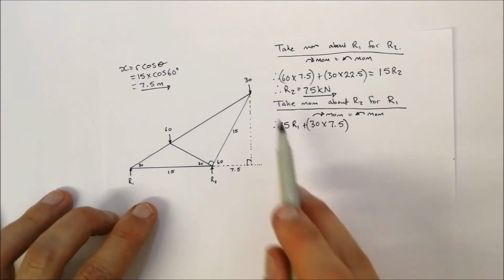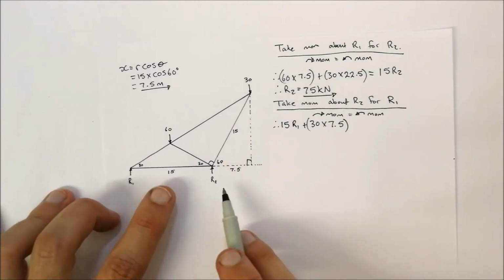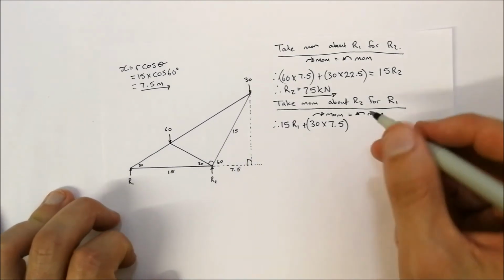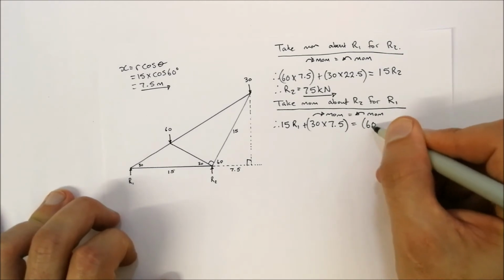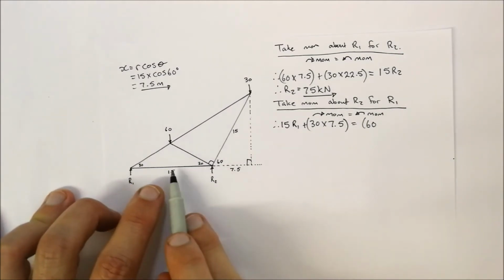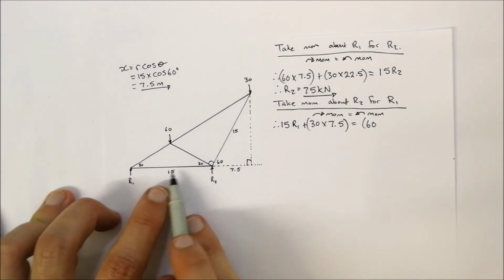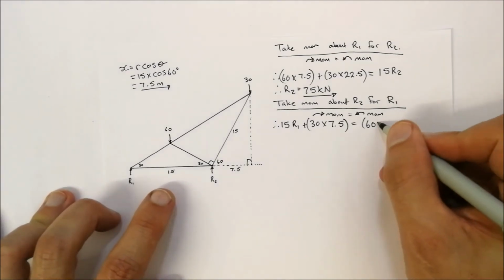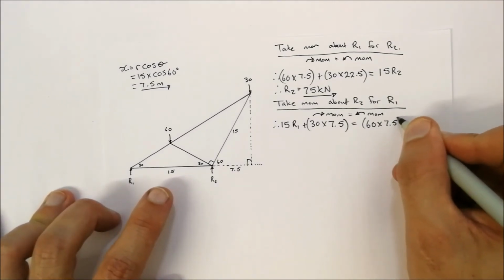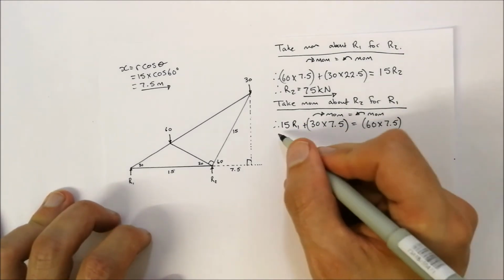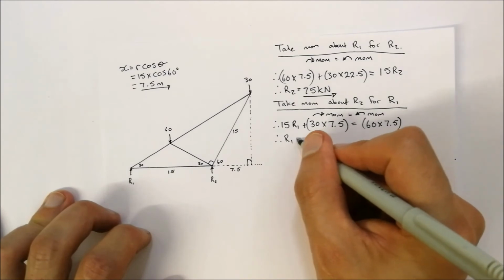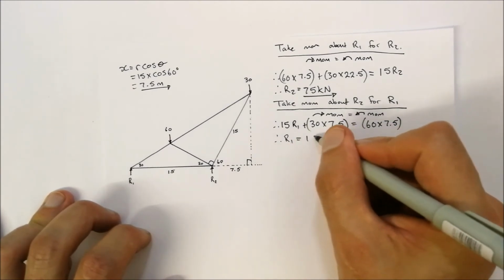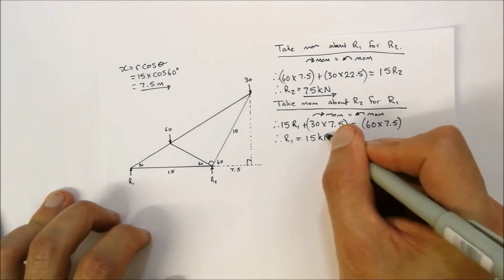Now let's look at those acting in the anti-clockwise direction. Well, there's only the 60 over there, the 60 kilonewtons, so that's equal to 60, and the distance that 60 kilonewtons force is from this R2 is 7.5 meters. Okay, so we can calculate R1, substitute into the formula, and we are able to identify that that is equal to 15 kilonewtons.